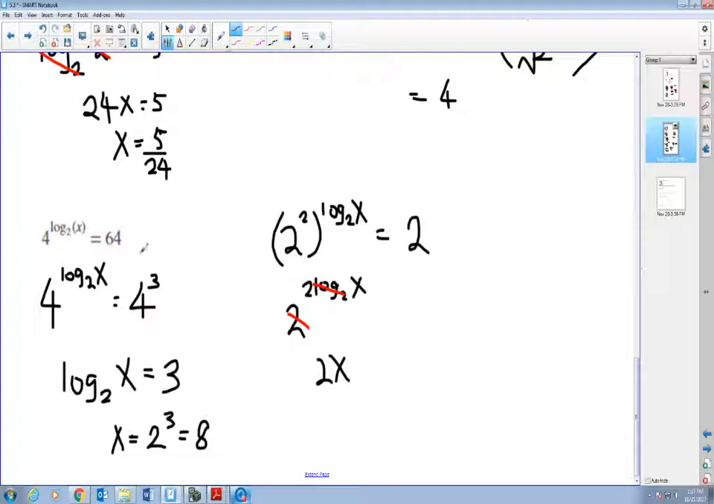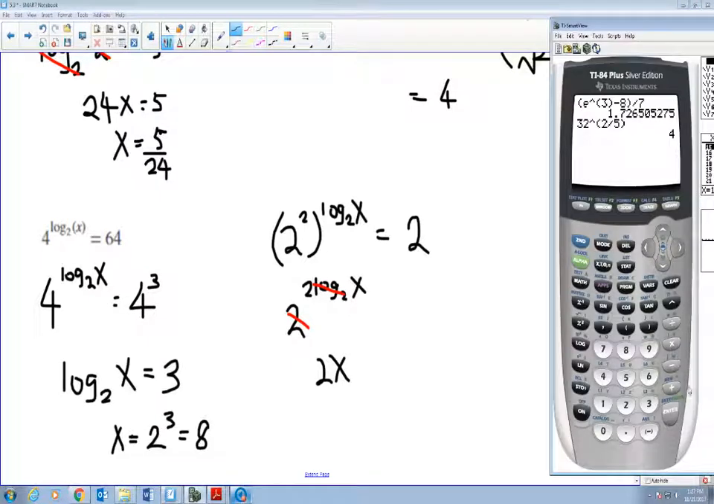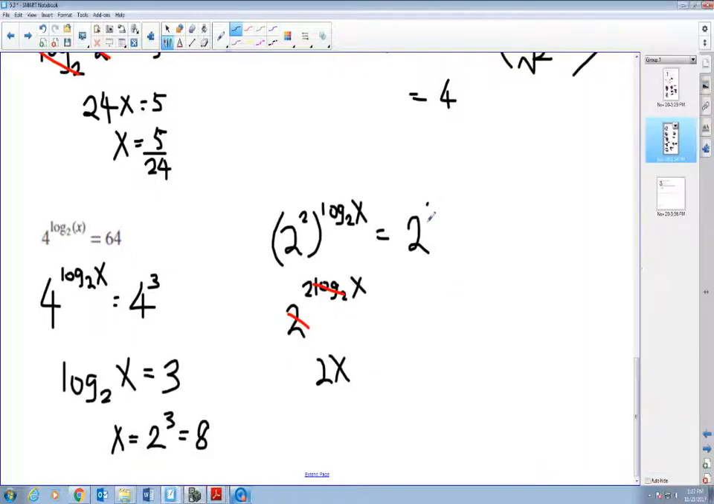Alright, make 64 into a base 2. Think about this. 2 to the 5th power is 32 times another 2, that becomes what? 64. Okay, so this is 2 to the 6th power.